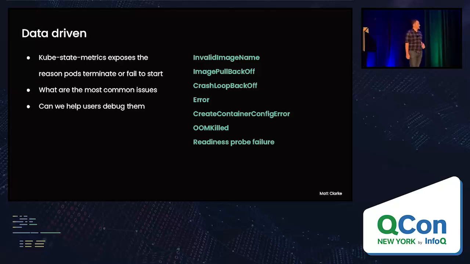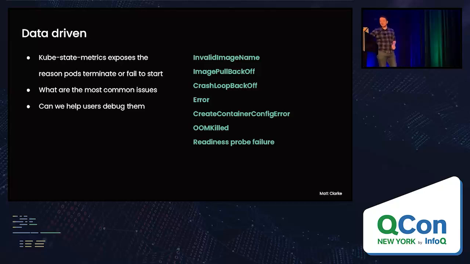So unordered, you can see those on the right. And we figured, if I ran into this error and I was helping a user, what would I do to debug it? And maybe we can automate that so that the user can actually self-serve fixing the errors. So the errors are invalid image name, image pull back off, crash loop back off, error, create container config error, out of memory, and readiness probe failures. Readiness probe failures actually didn't show up in kube-state-metrics, but that was a question we saw a lot, so we wanted to fix it too.